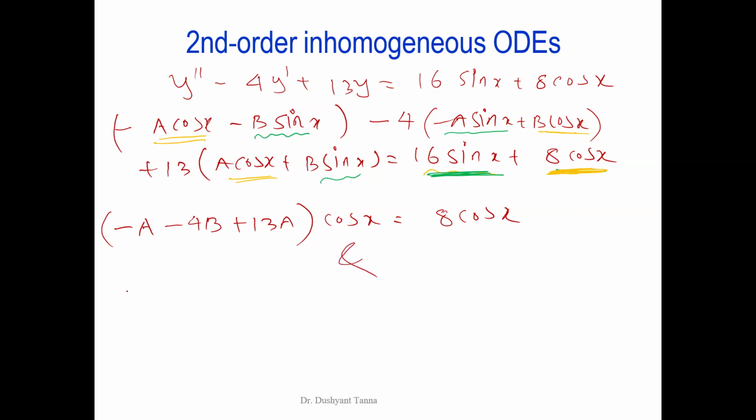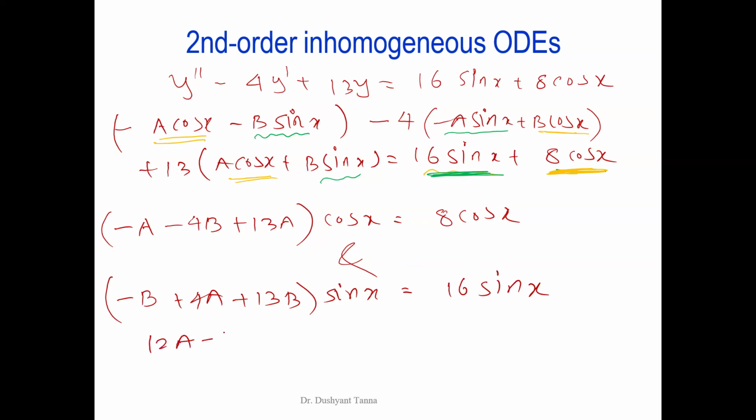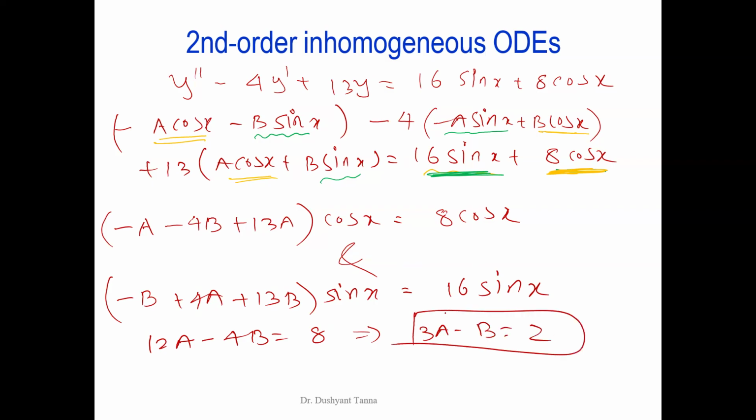And the other equation: minus b plus 4a plus 13b sine x is equal to 16 sine x. We can still simplify, as you can see here. So 12a minus 4b is 8. Again, simplify where you can, get rid of 4 by dividing by 4. So 3a minus b is 2.